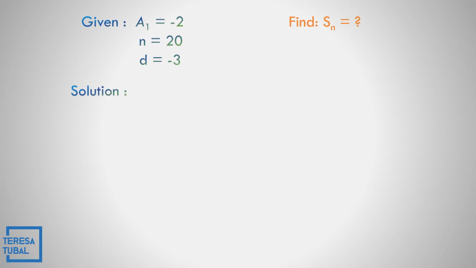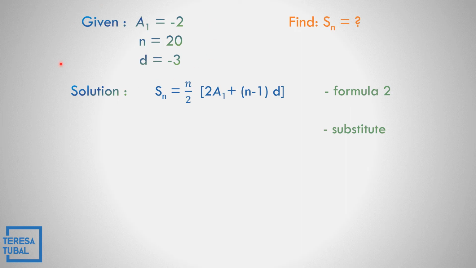The formula to be used is formula number 2: S sub n is equal to n over 2 times the quantity 2a sub 1 plus the quantity n minus 1 times d, because we have no last term. Let us substitute all the given values into the formula. So S sub 20 is equal to 20 over 2 times 2 times the first term, -2, plus the number of terms, 20, minus 1, times the common difference, -3.